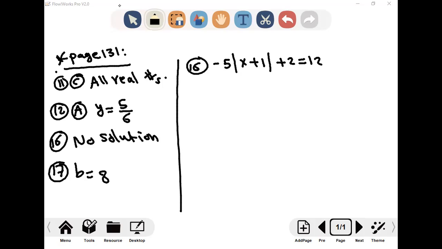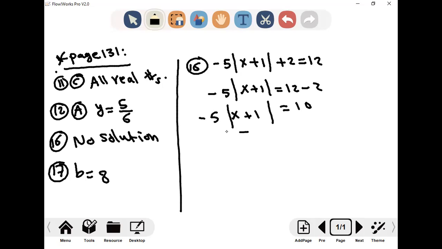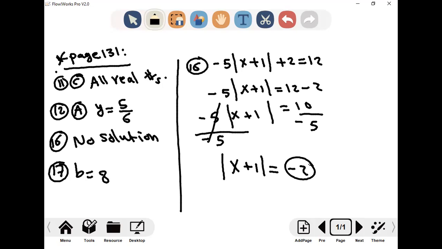So through the first step, -5 absolute value of x plus 1 equals 12 minus 2. Here 10, so -5 absolute value of x plus 1 is 10. I'll divide both sides by -5, so the absolute value of x plus 1 will be -2. And if the absolute value equals negative, remember? Yes. That's no solution. Done. Yes.